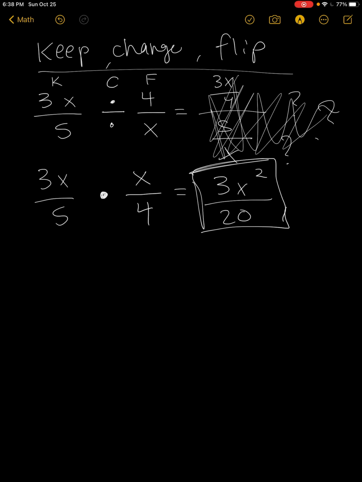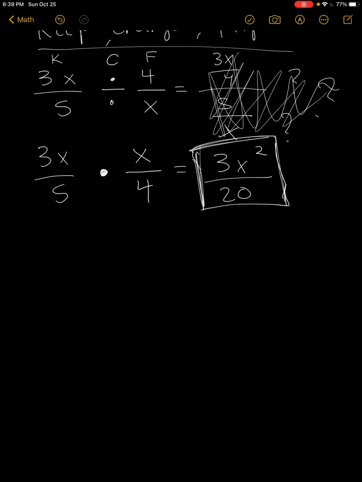There are no common factors, so this is simplified already. If it wasn't simplified, then you would also simplify it, but in this case it is. And there you go. We just do the keep, change, flip, then it just becomes a multiplication problem, which everyone hopefully is familiar with from the previous lesson. And then you simplify. So it's just one little extra step.